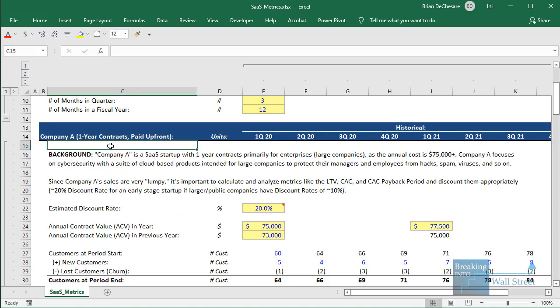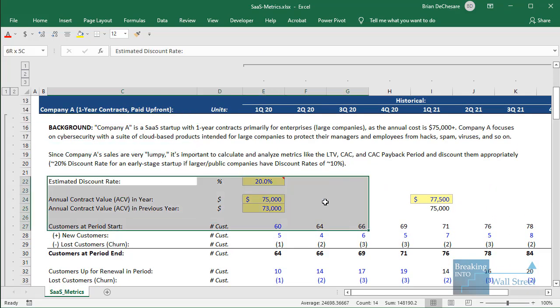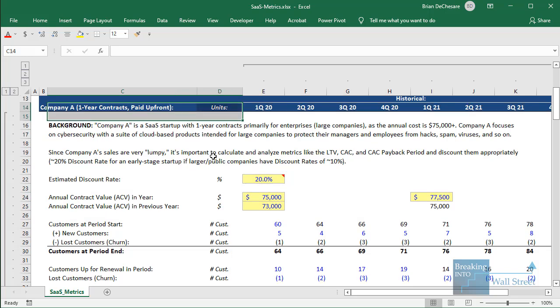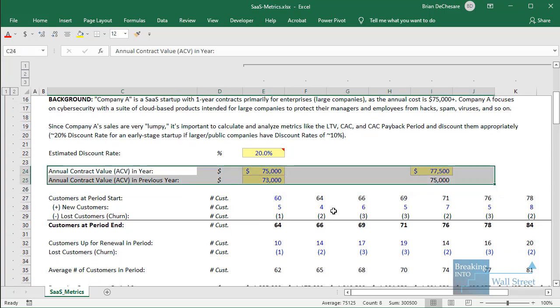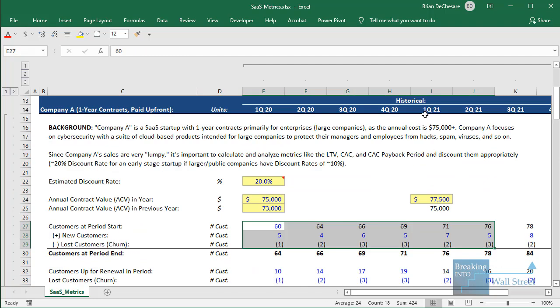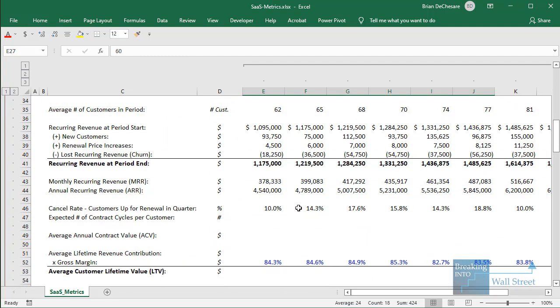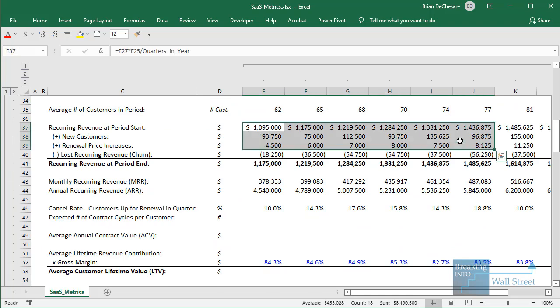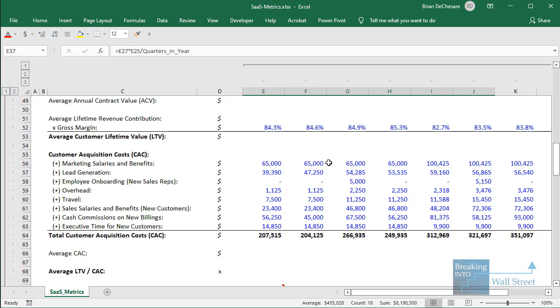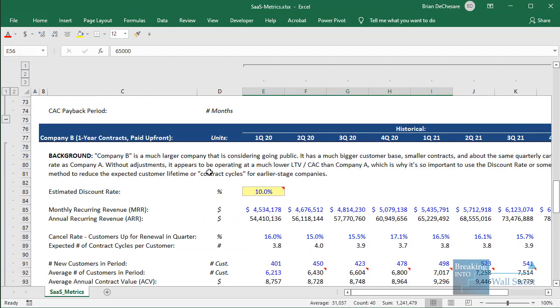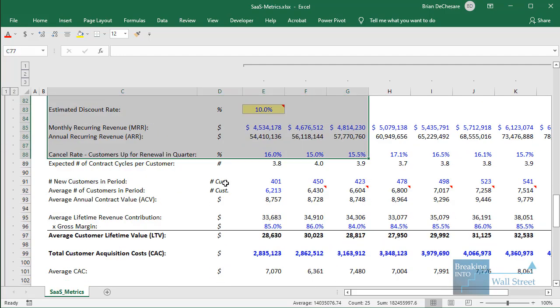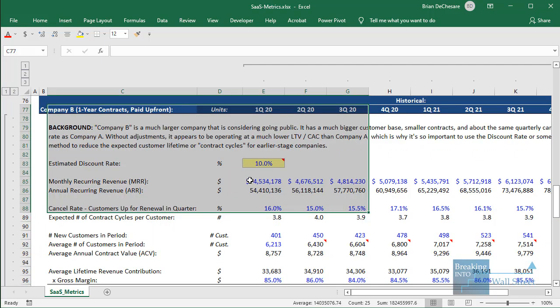And I have a lot of it filled out already for company A with 1-year contracts that are paid for upfront. We have some information about the annual contract value, the number of customers at the start of each quarter, and how many they win and lose in the quarter, how much their revenue changes in the quarter. So we have a lot of information. Same with the customer acquisition costs. A lot of that's already there. We also have something for company B, which is pretty much filled in already. We'll be using this as a comparison later on to illustrate a few key points.